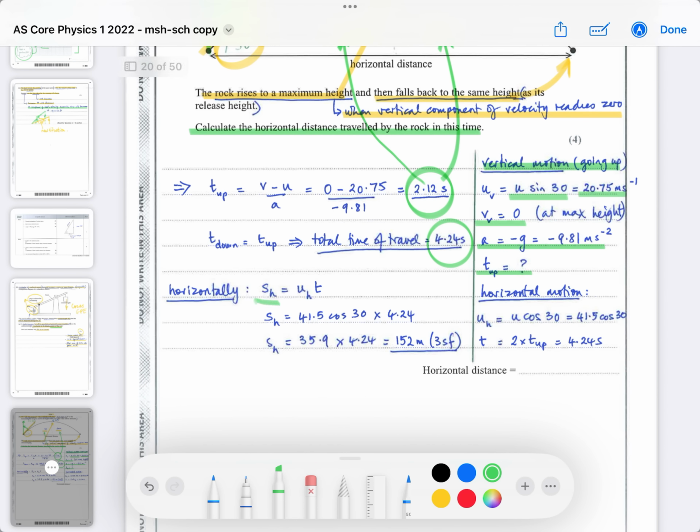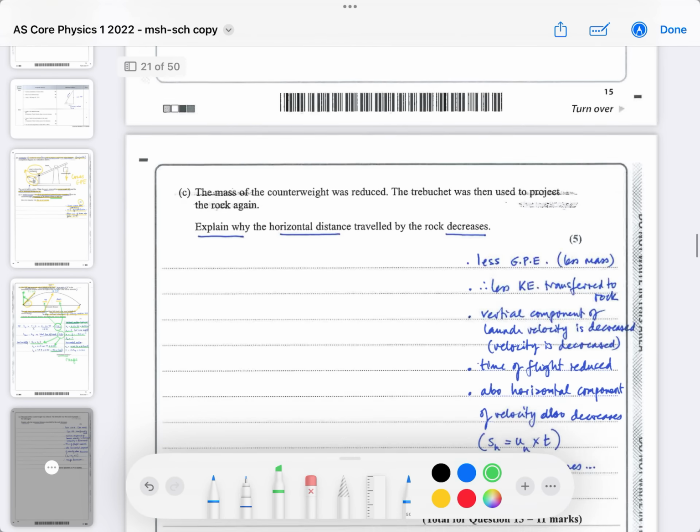So that means that horizontally, the range will be the horizontal component of u, which is u cos 30, which is 41.5 cos 30, times 4.24, the flight time. You put the time in there. Once you do that, you'll see that it's 152 meters to 3 significant figures. So the horizontal distance, in other words, is the range of the medieval projectile machine.